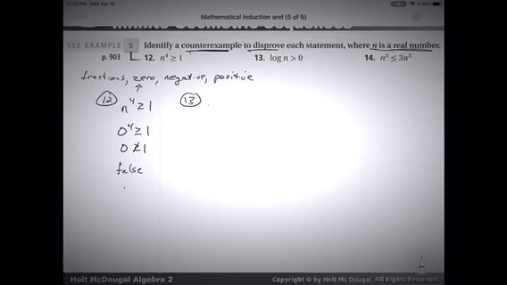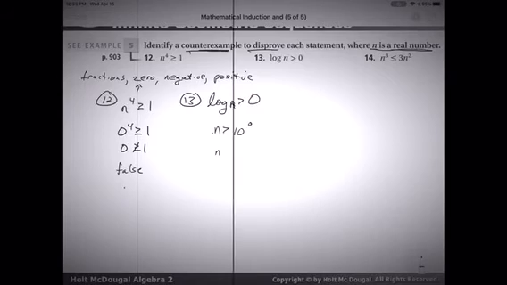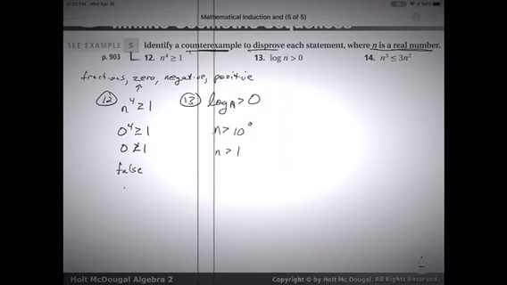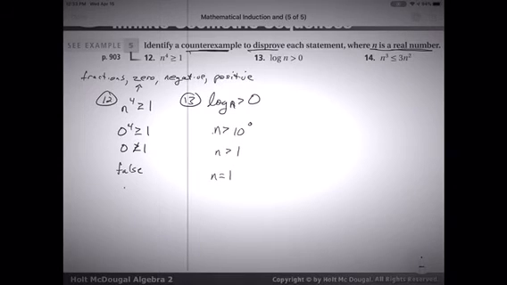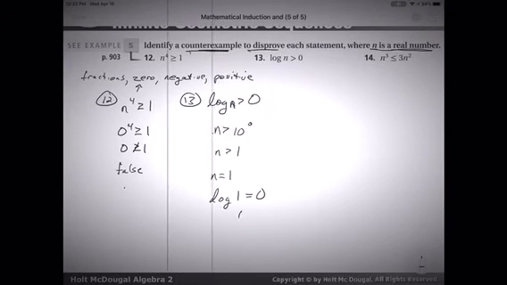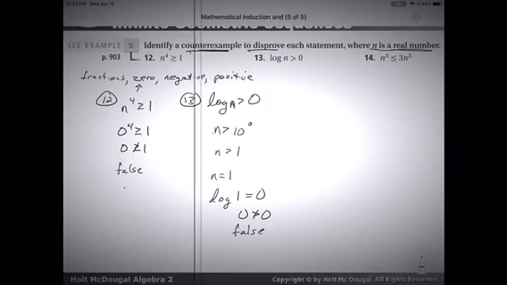Let's try 13. So we've got the log of n is greater than 0. Now that's log base 10 of n. That's not a base n. So remember how that works? That would be the same thing as saying n is greater than 10 to the 0 power, right? And so n has to be greater than 1. And so what if we chose 0? No, let's try 1. So we'll do the log of 1 is greater than 0. And the log of 1 would be 0. So 0 greater than 0? Well, no, that's false. So it doesn't work.